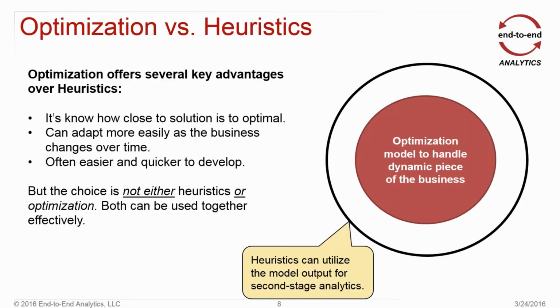But one of the misconceptions is that this is a trade-off of either or. I can either build an optimization model or I can build a heuristic. And in reality, these two things can be used quite effectively together. And in certain situations, there are benefits to building an optimization model, which can be the core of your algorithm, and then using a heuristic to clean up some of the edges around that in terms of the implementation.